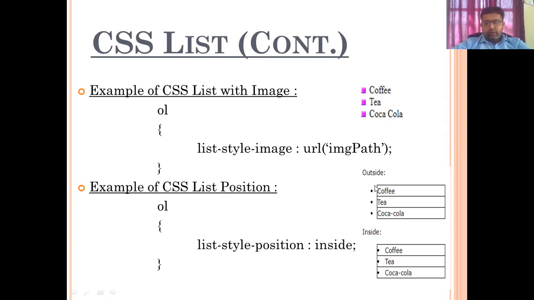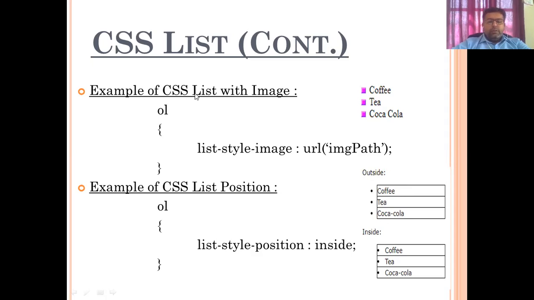Similarly, here, in the tabular format, these options are provided. And here the bullets are outside the table, and here the bullets or markers are inside the table. So different types of functionalities we can provide with the help of these CSS list attributes.